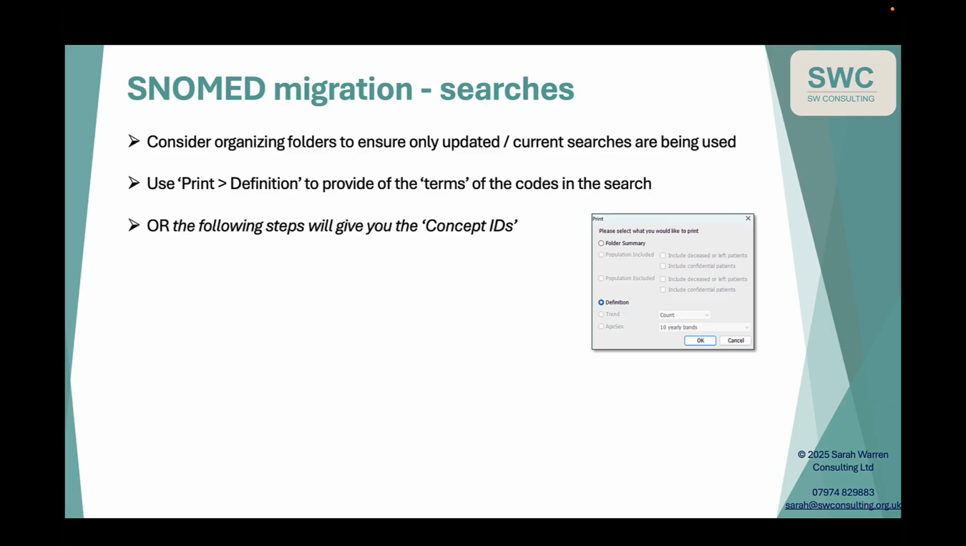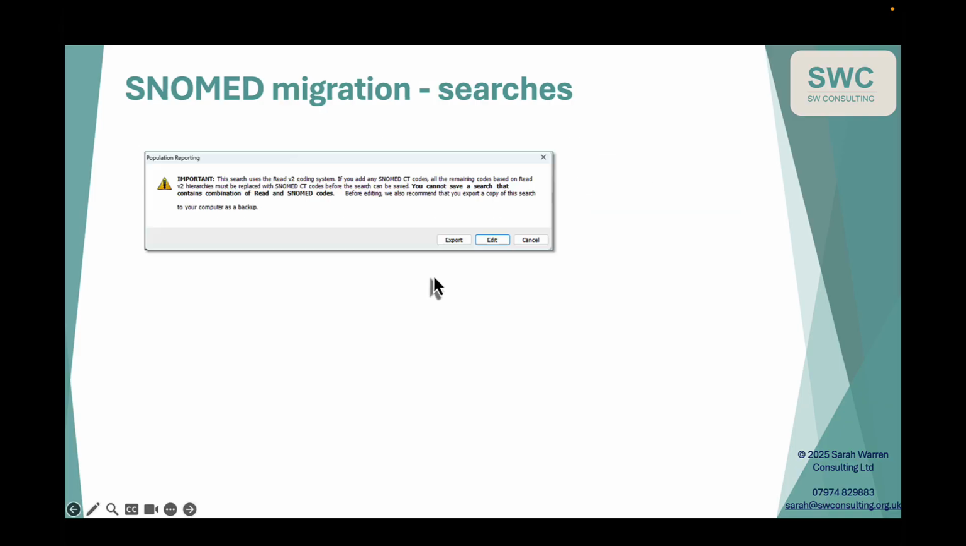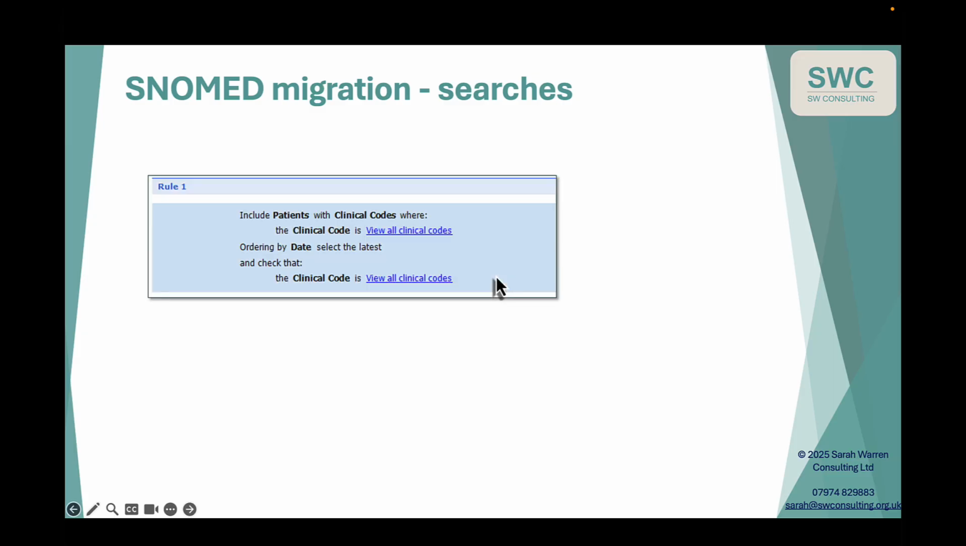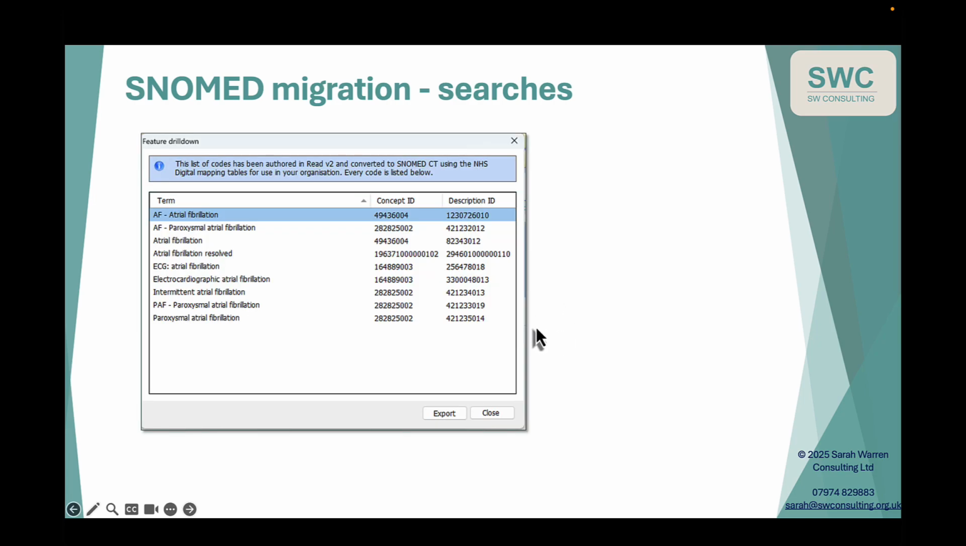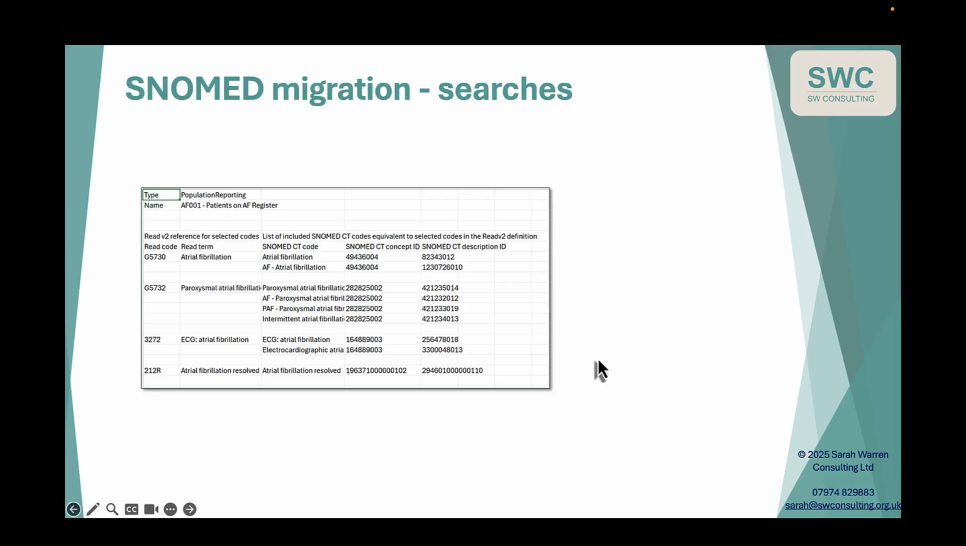However, it's most useful to have the concept IDs when you're trying to recreate a search. So the following steps will help you with that. If you go to edit a search, you have the options here. You can export it, which is recommended as a backup, but actually I think in this case we want to edit. This is a very familiar screen, I'm sure, to everybody. You get these hyperlinks, view all clinical codes. If you click on one of those, you come up with the list of codes that have been used in that search. You may find that you've got an export button down here, and that will allow you to export those codes into a format like that, which will match the read code to the term, to the SNOMED.